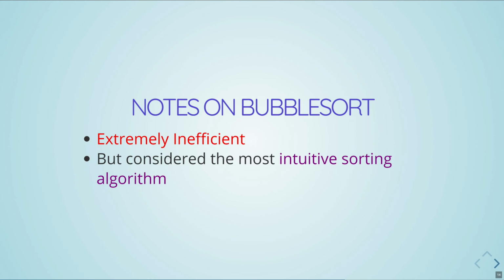Just a note on bubble sort now that I've taught you it, never use it, please. It's extremely inefficient. Basically, the only reason people even acknowledge its existence is it's considered the most intuitive sorting algorithm. So if you were to get a group of elementary school students together and somehow trick them into developing a sorting algorithm, what would be the most likely sorting algorithm they would come up with? Probably the bubble sort. However, you never ever want to use it.